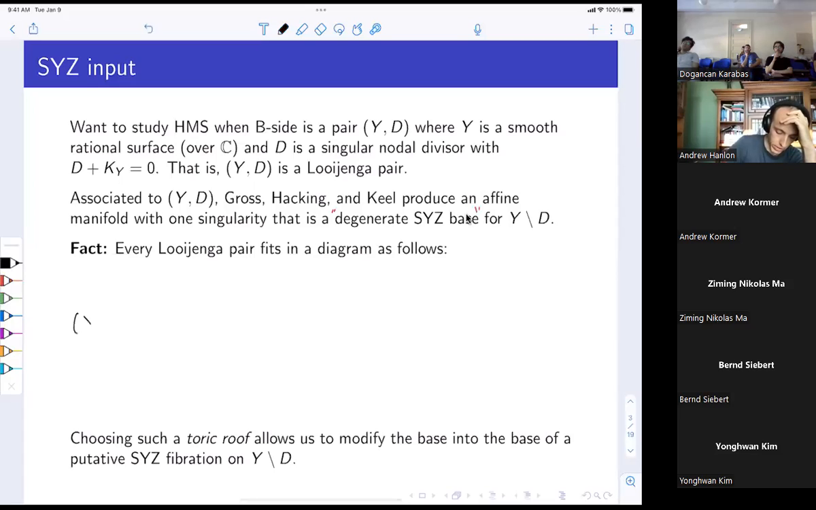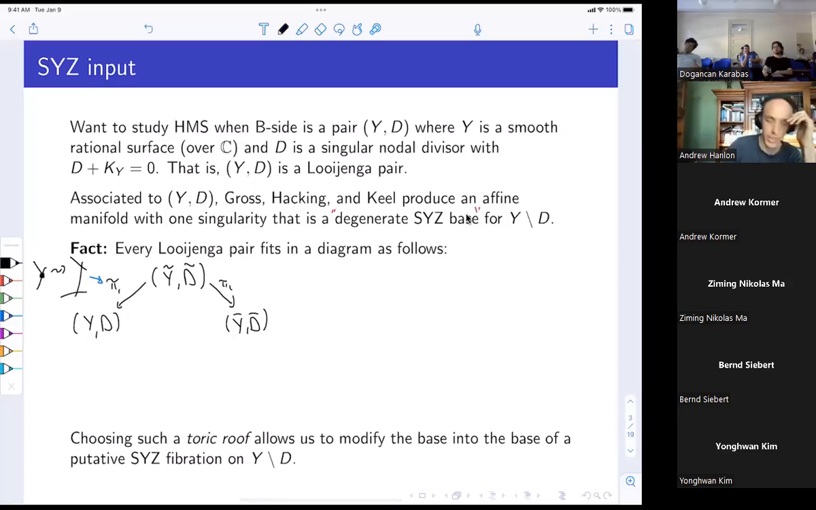So you can take your favorite pair (Y, D), and you can take one map to another pair. Okay, let me just write it first. This first map, pi1, is a blow up at some corner. So take something like this and blow it up to something like that.